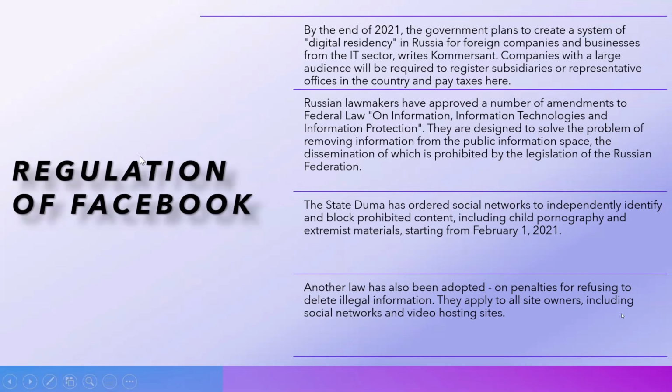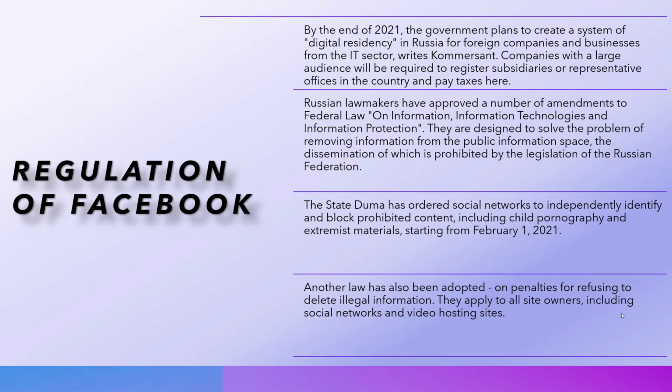Thank you. But let's pay more attention to Russia and how Facebook is regulated here. By the end of 2021, there was an idea by the Russian government to create a special system of digital residency. So it's when companies like Google, Facebook, Booking, or Amazon will be required to register subsidiaries or representative offices in the country and pay taxes here. But of course, the most important thing is that representative offices will be regulated by national Russian laws.